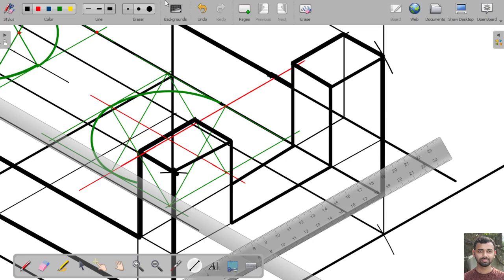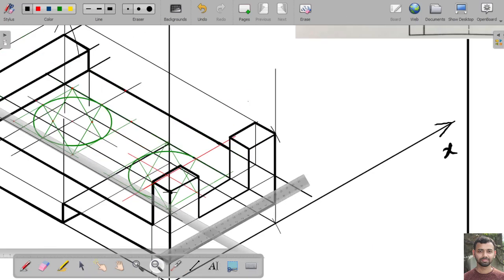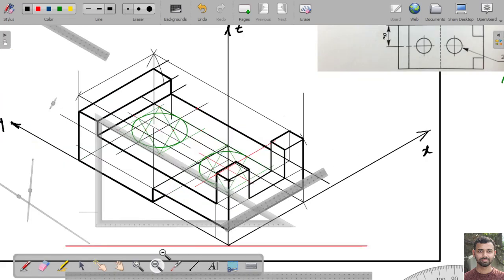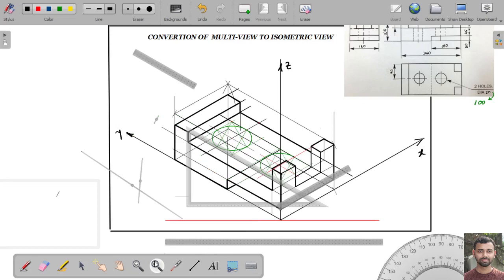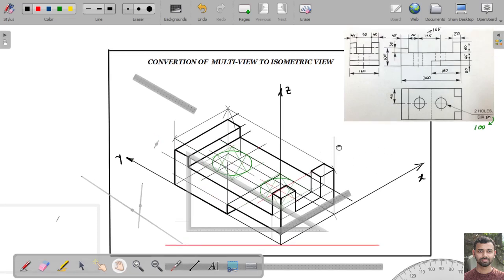Okay. Now, now there will be one more portion added.